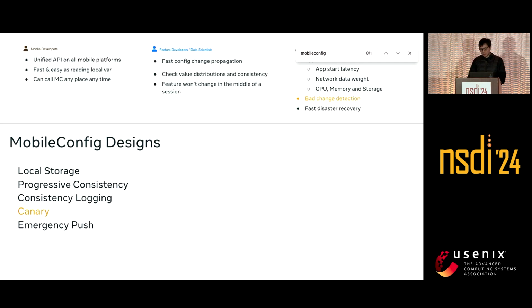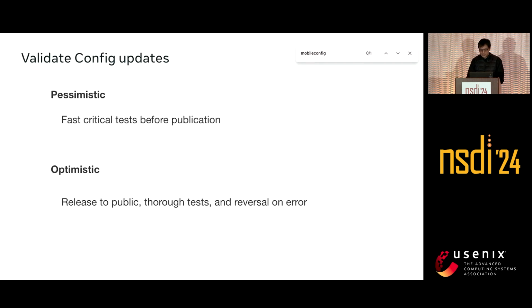Then after mobile config's own validation, we'd also like to validate config changes submitted by engineers using mobile config. As mentioned, we have many config changes happening all the time. In fact, at Meta, we've seen more severe issues from config changes than code changes in the past. So how can we deal with that? In general, we always have two ways to validate a change, either being pessimistic, which means to fully test the change before deploying, or being optimistic, which means quick publication, testing in production, and quick reversal on any found error.